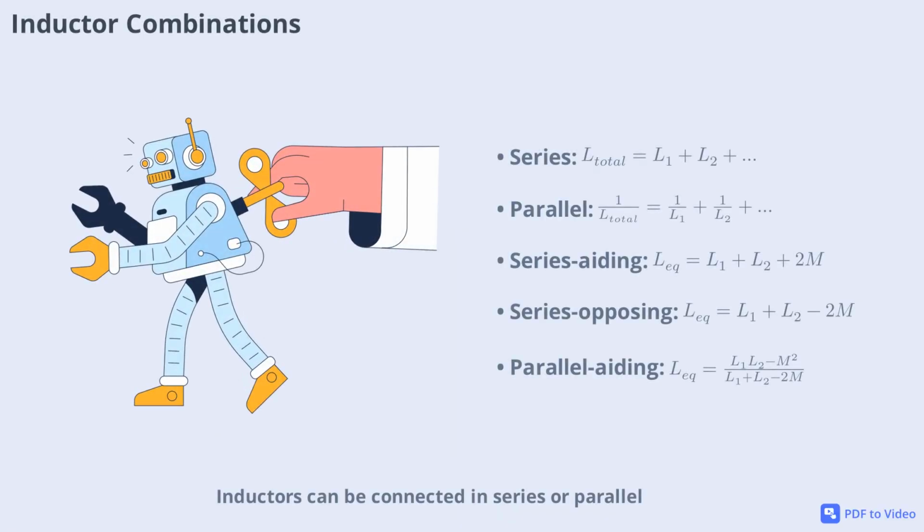Inductors can be connected in series or parallel, and their total inductance depends on the configuration. In series, the total inductance is simply the sum of all individual inductances. In parallel, the reciprocal of the total inductance is the sum of the reciprocals of each inductor's inductance.